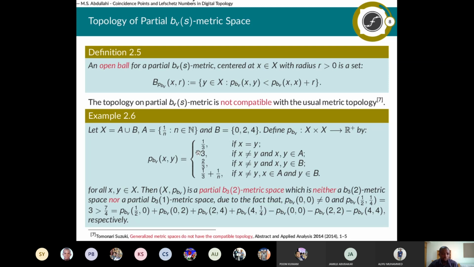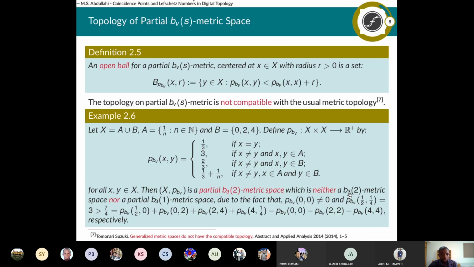We will see that using this example. If we have a set X to be the union of A and B, where A is the set that contains the sequence 1/n, and B contains only 0, 2, and 4, then we can define a function in this order so that this function will be a b_3 2 metric space, where this is the coefficient of the b-metric space, s, which equals 2 in this case, and it is greater than 1.